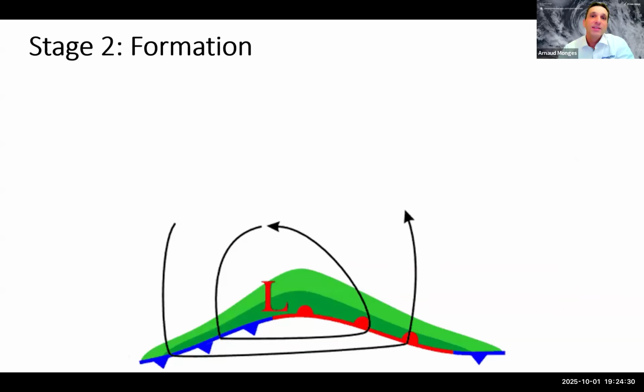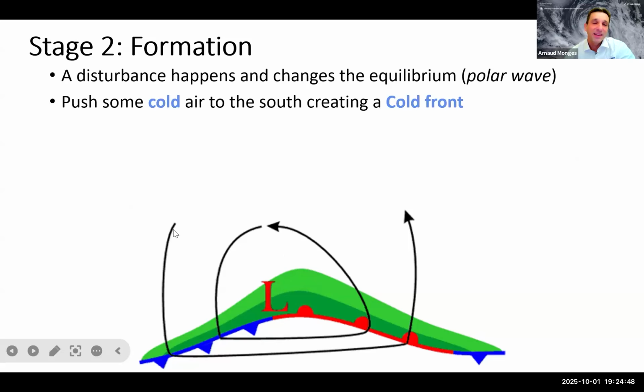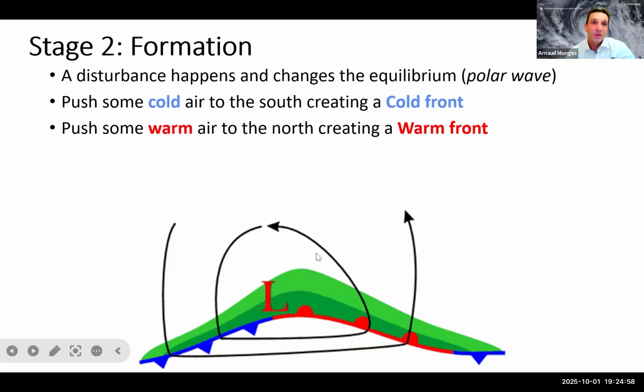So stage two, this is the formation of the low. This is a very important stage. So what happens? In the atmosphere, there is always some disturbance, okay, which is going to change this. You can call it a polar wave. But what does it make? This disturbance will push the cold air to the south, which creates the cold front on the left. And the disturbance will push some of the warm air to the north, which creates a warm front.